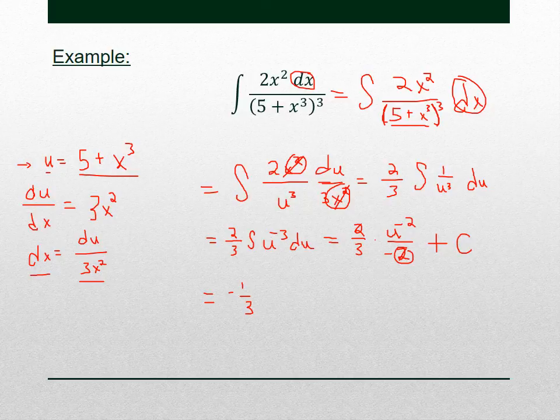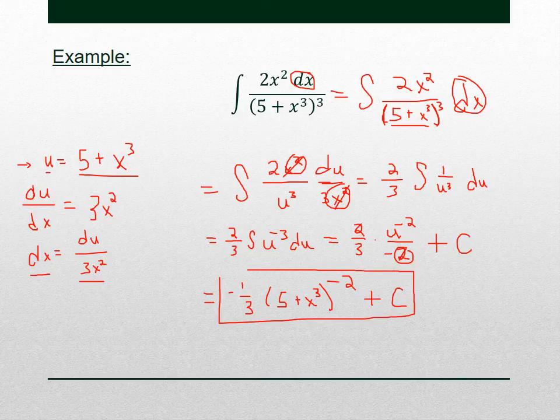The point is we need to be plugging in 5 plus x cubed where that u is. So we're going to do 5 plus x cubed to the negative 2 plus c. And that's our answer. Again, you can double check by taking the derivative of that answer and making sure that you got what you started with, which was the stuff up there without the dx.